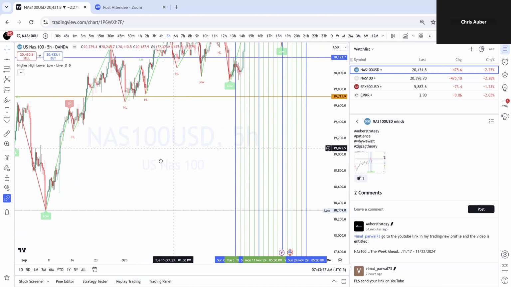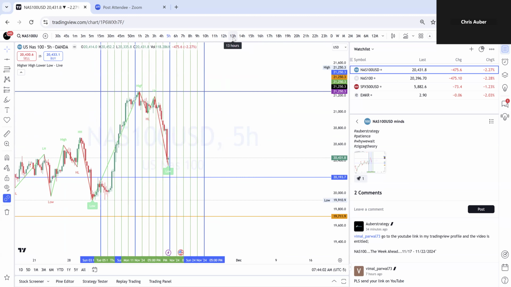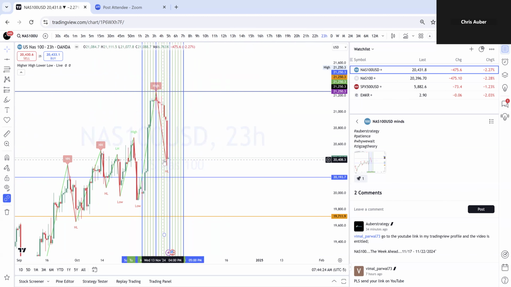So, again, you always want to look at your biggest time frame. If your largest time frame still says higher low, it means you are still in trend. Okay, I just want to get that clear as crystal. If your largest time frame that has registered a move still says higher low, and in this case, last week, it was the 23-hour, the market is still in trend.